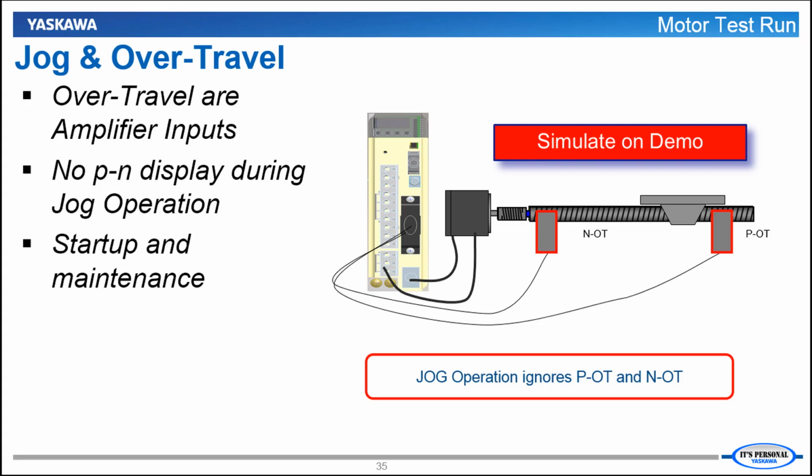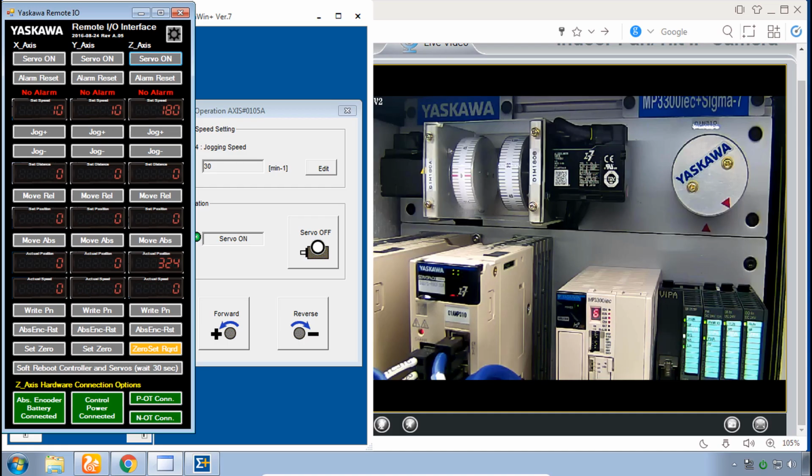Now back to this concept of overtravel. Overtravels are inputs to the servo connected to sensors installed at each extreme of the machine's range of motion. During normal operation, if the load were to reach one of those sensors, the circuit is disconnected and that makes the motor stop. The overtravels on this demo are wired to the amplifier, and as we saw, they can be connected and disconnected through this remote I/O interface.